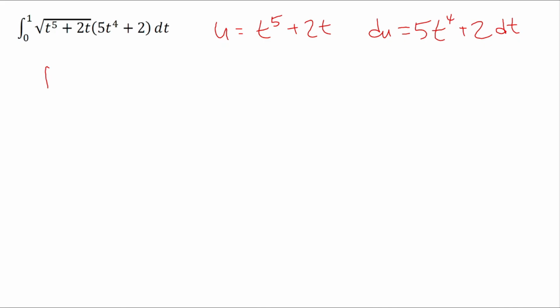So this just becomes an integral of the square root of u, or u to the 1/2, du, right? Because the t to the 5th plus 2t is u, it's inside the square root, and the 5t to the 4th plus 2 is outside of it. That's our du. And we do need to change our limits of integration, right? So when x is equal to 0, u is also equal to 0, because 0 to the 5th plus 2 times 0 is still 0.